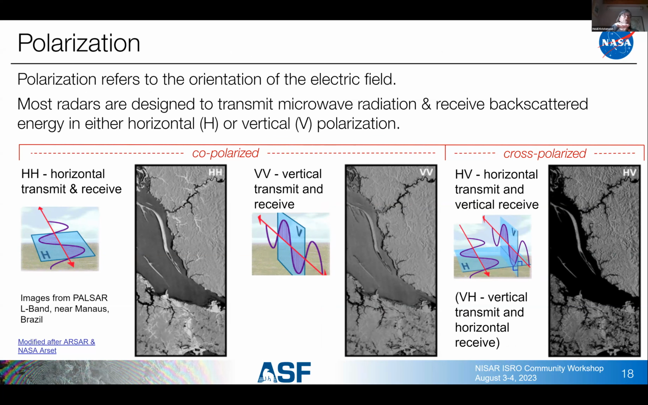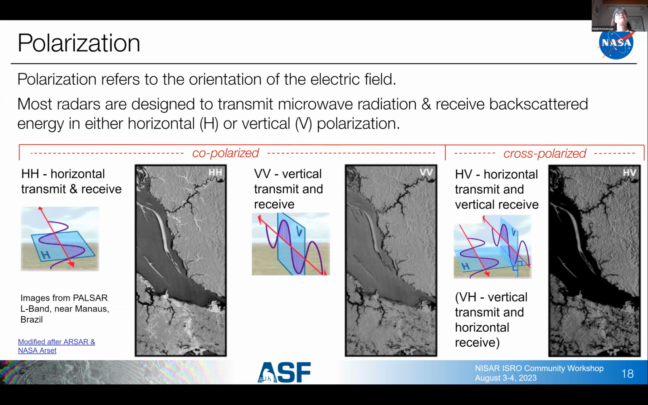So if you're sending out a horizontally polarized signal and only measuring the horizontal returns, you would have an HH polarization. If you're sending it out in a vertical polarization and only receiving the vertical returns, that is a VV polarization. If you're sending out in horizontal and measuring the vertical returns, that would be HV. And then oppositely, if you're sending out in vertical polarization and receiving in horizontal, that would be VH.